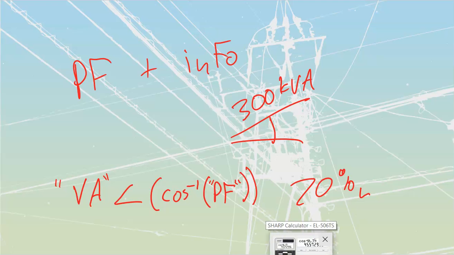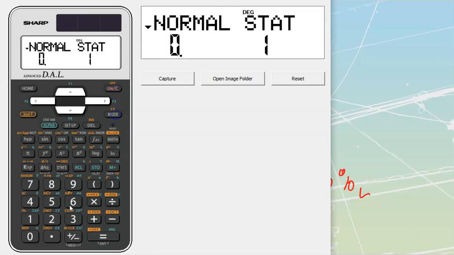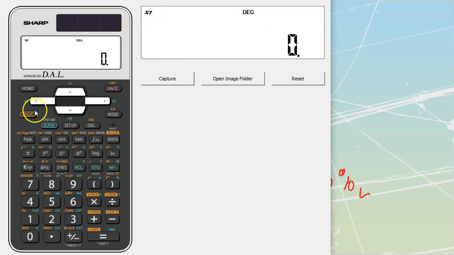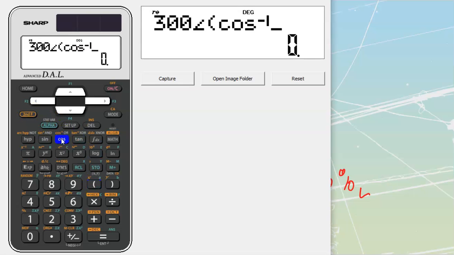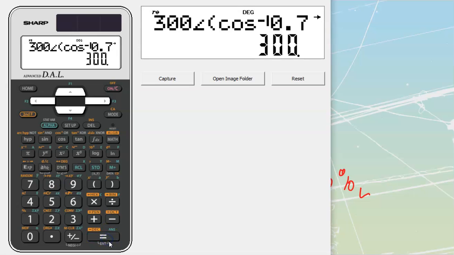We're going to use the inverse cosine of our power factor with the VA. First of all, I'm going to make sure I'm in the proper mode. So I've got to be in mode 3. I'm in XY right now. We're just going to put that thing into polar mode. I could have left it in XY. We're going to convert back anyways. But now I'm just going to punch this in. 300 angle of, and I'm going to punch this in as a bracket because this is what my angle is. Second cosine of 0.7. Close off your brackets like that and hit equals.